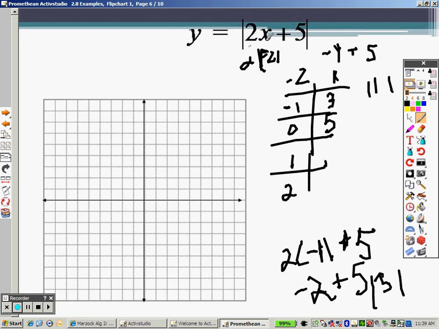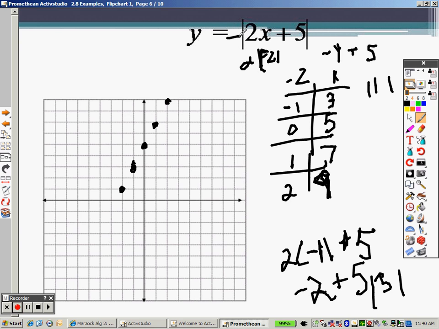When I plug in a 1, 2 times 1 is 2. 2 plus 5 is 7. The absolute value of 7 is 7. 2 times 2 is 4. 4 plus 5 is 9. So when I go to plug these in, -2, 1, -1, 3, 0, 5, 1, 7, and 2, 9.